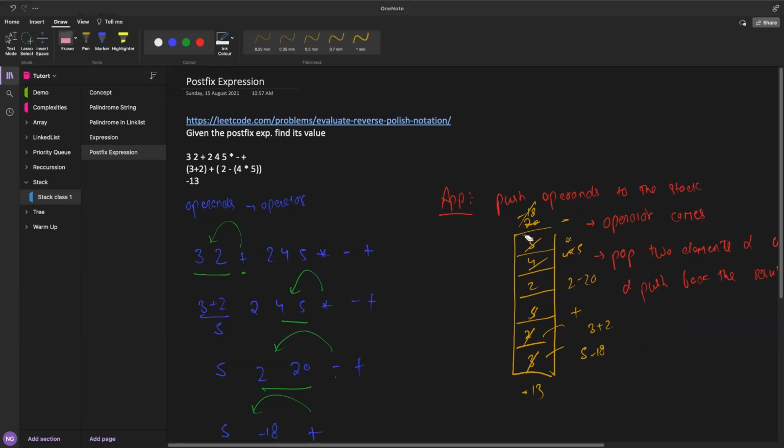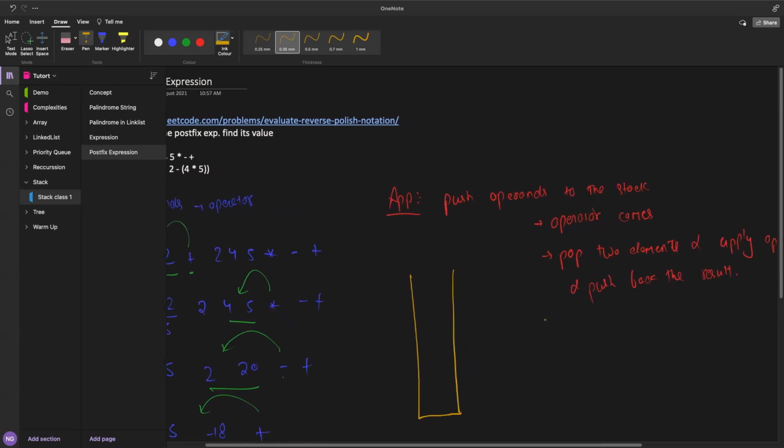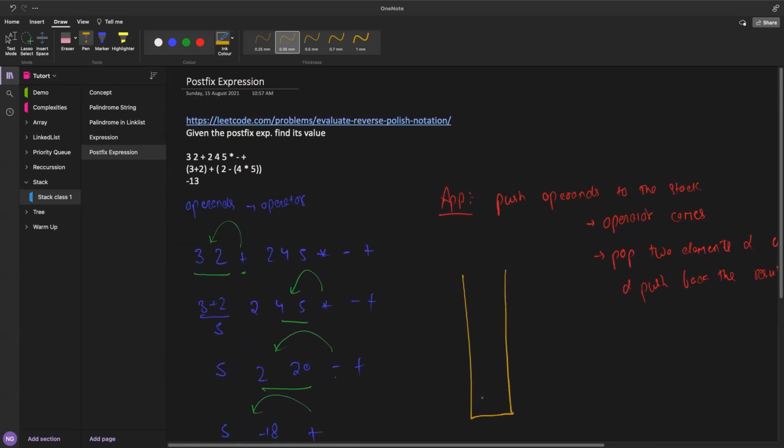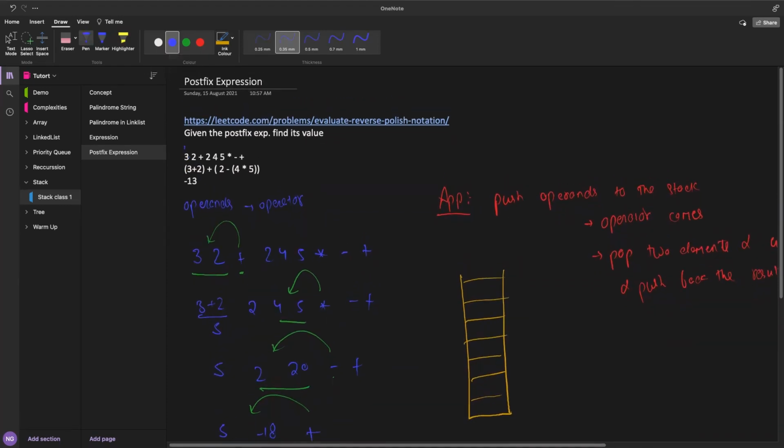So what we are going to do is iterate through the notation, the postfix expression, which is given to us. There are two things: operators and operands. So 2, 3, 4, 5, these are the operands. Plus, minus, multiply, these are the operators. Whenever you find an operand, you push it into this stack. Whenever you find an operator, you pop two elements out, apply the operator, and then push back the result. So, for example, here we have 3 and 2. So we start here. So this is 3.